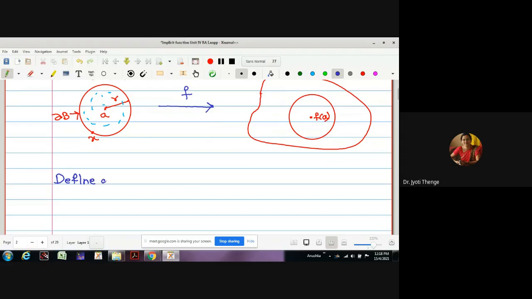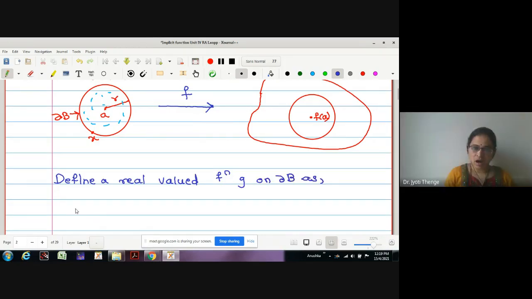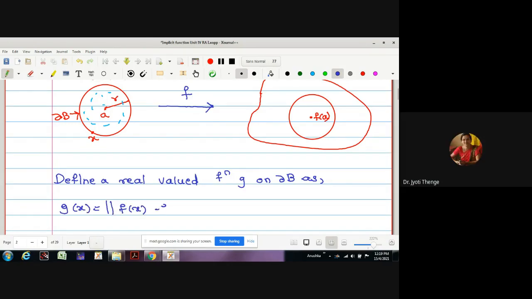So this is purely a construction. With the help of f, we are going to define a new real valued function g on the boundary of the ball. How is it going to be defined? This g of x is defined to be the norm of f(x) minus f(a).